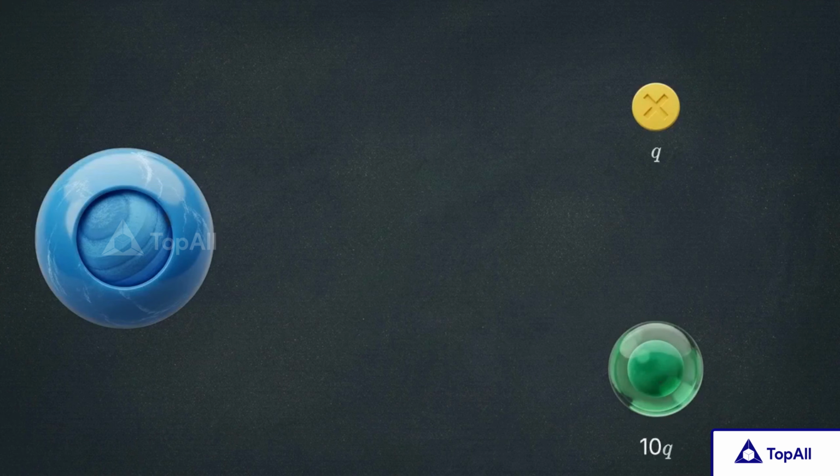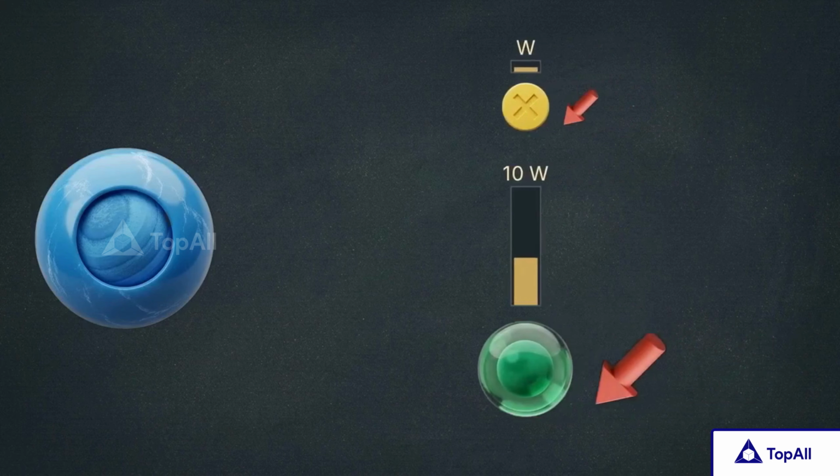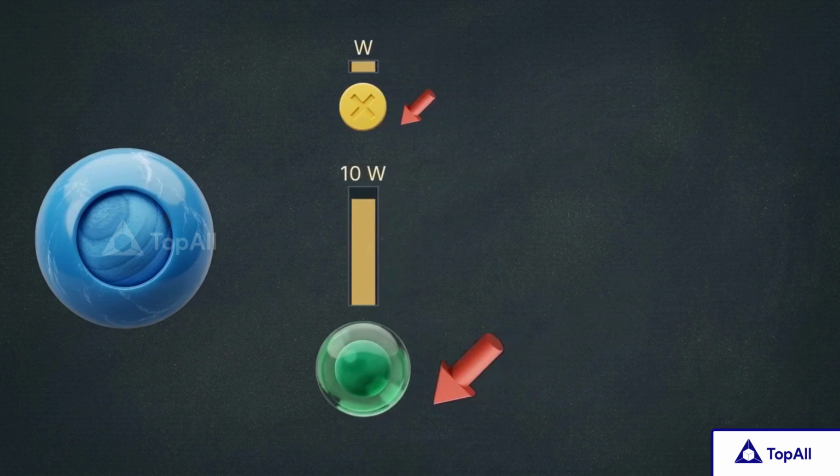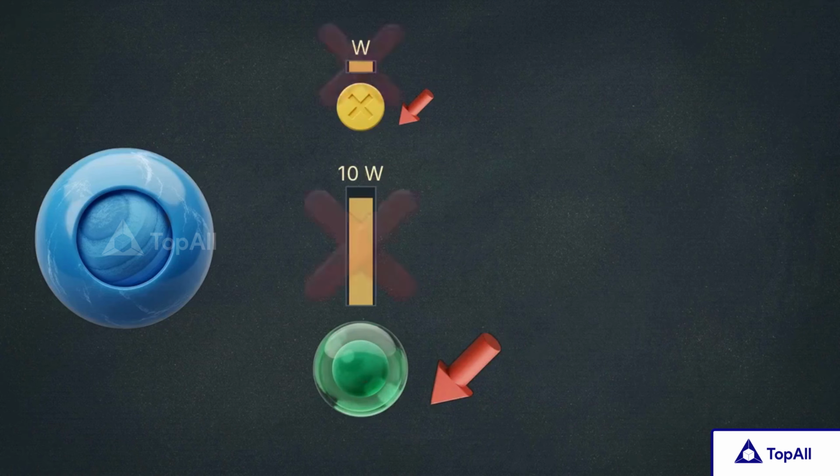Work is a variable metric. Consider two particles, one with charge q, the other 10 times that. Pushing the larger particle the same distance requires 10 times the work. Since energy changes based on charge size, work cannot map the field's true intensity.